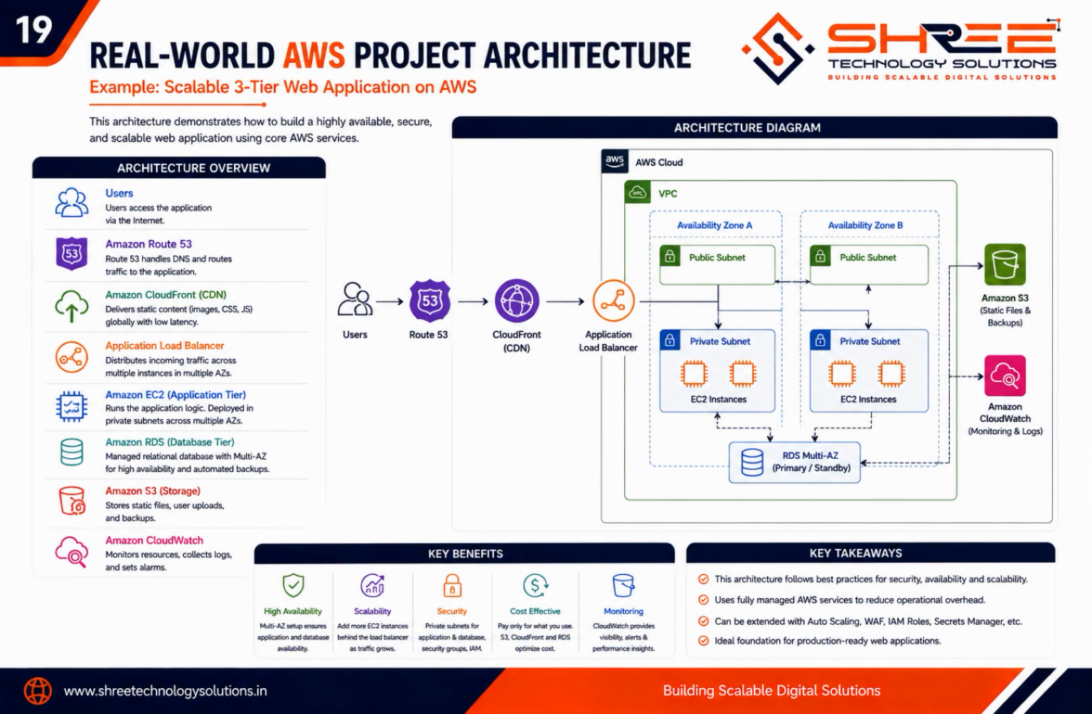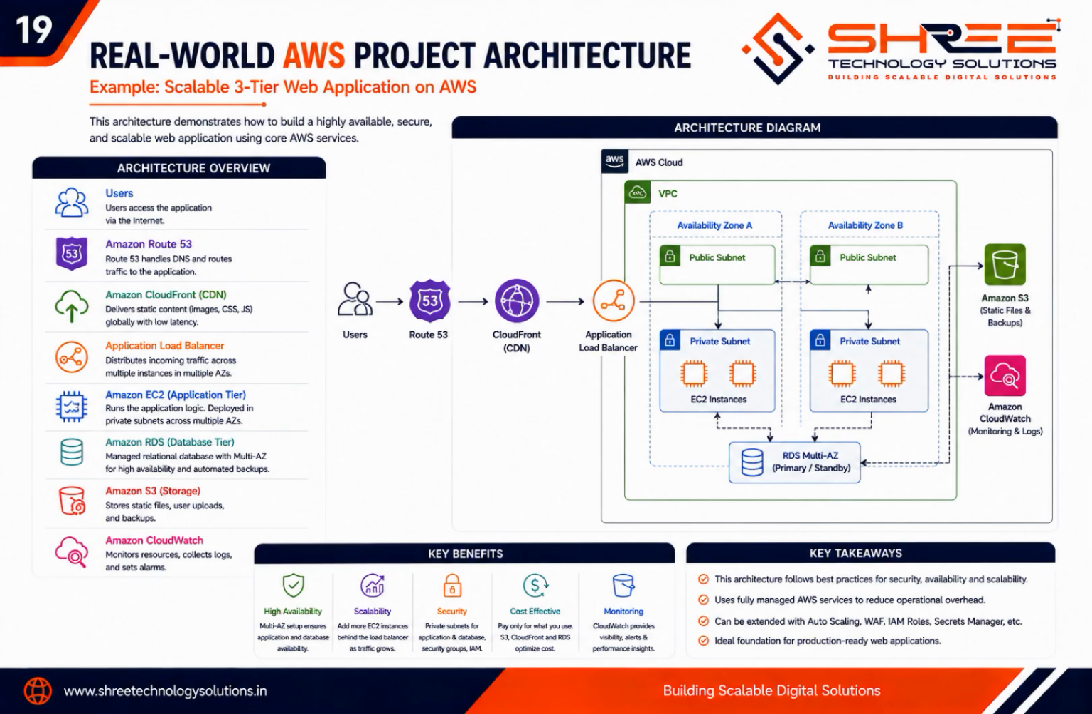Let's combine these services into a real-world scalable 3-tier web application architecture. When a user requests access, Amazon Route 53 handles DNS routing, while Amazon CloudFront delivers static content globally with low latency. Traffic then reaches the application load balancer, which safely distributes incoming requests across Amazon EC2 instances deployed in public and private subnets across multiple availability zones.